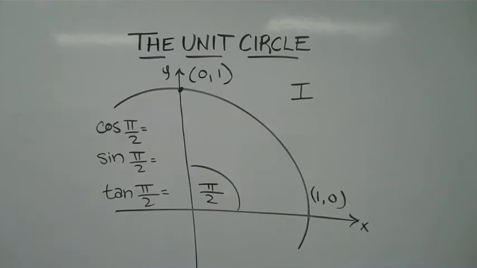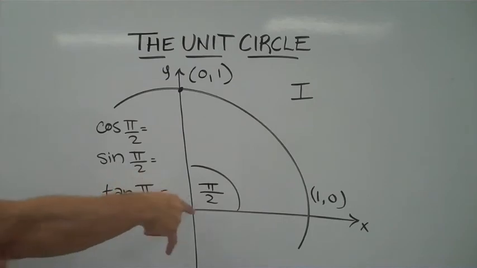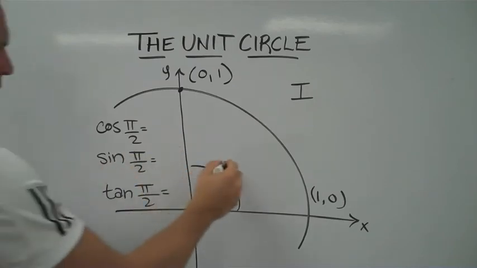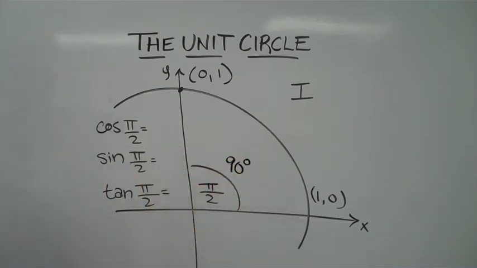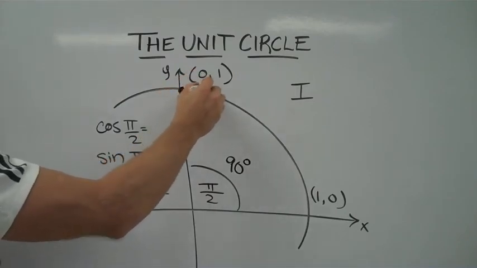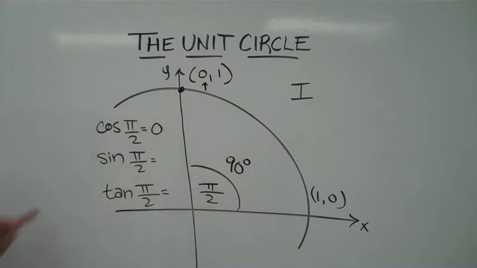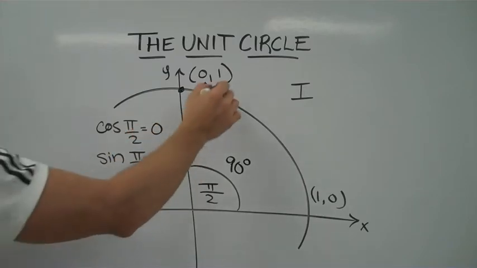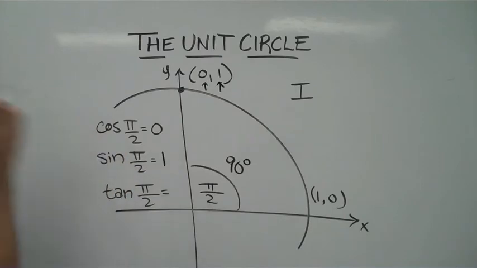Finally, let's consider when our theta goes to pi over 2. Well, pi over 2 is 180 divided by 2, which is 90 degrees. So we could also consider this 90 degrees. What is our x, or our cosine at 90? It's up here, and we see that our x is 0. How about our sine at 90? Our sine is our y coordinate, and that's 1.